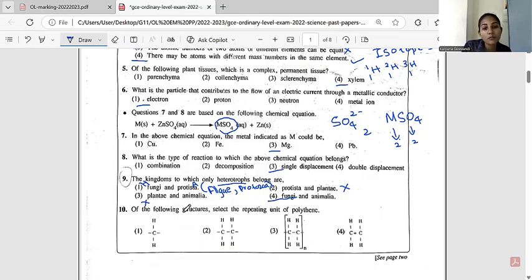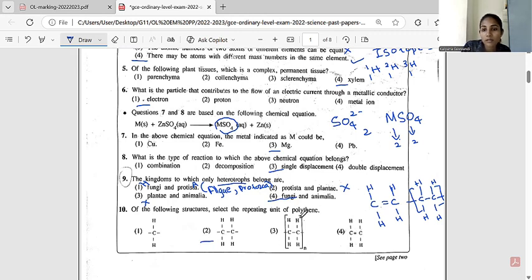10th question. Of the following structures, select the repeating unit of polythene. Polythene is a polymer made from ethene. So ethene we draw like this. By combining a large number of ethene molecules together, polythene is produced. Then what is a repeating unit? We can draw the repeating unit like this. This double bond we break and hydrogen remains in the same position. And the bonds we write like this. So this is the repeating unit. So the answer is the second one.